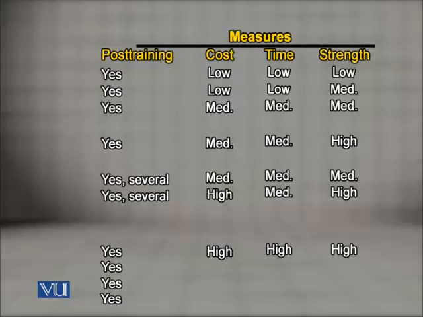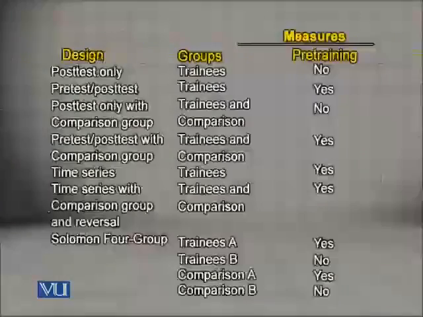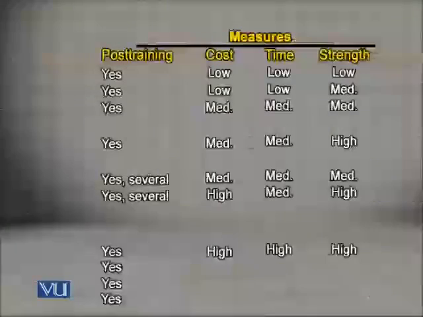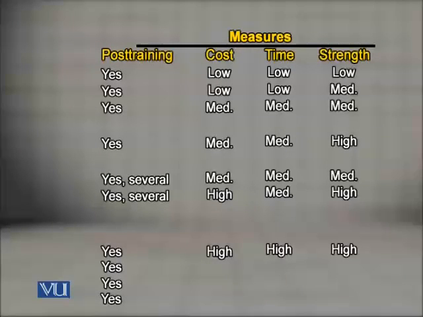So cost is medium, time is medium, and the strength is also medium. Then your pre-test, post-test with comparison group, the cost is medium, time is medium, and strength is quite high because you are using a pre-test and also a post-test and also a comparison group. So a number of threats to validity can be reduced in this design.